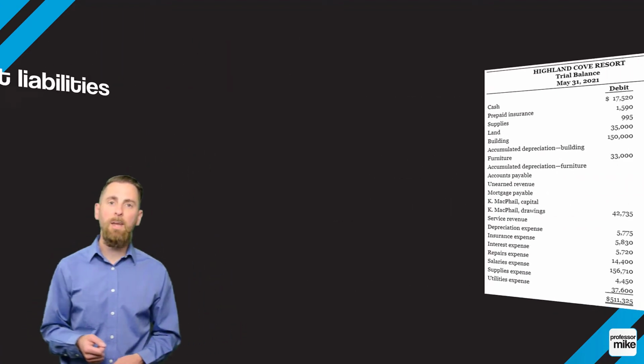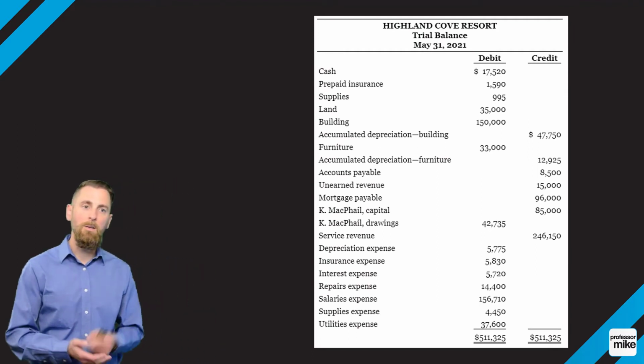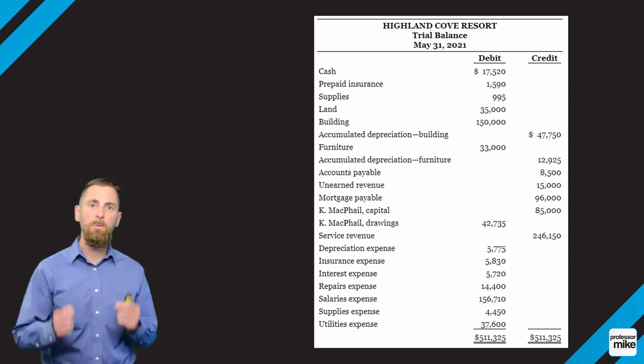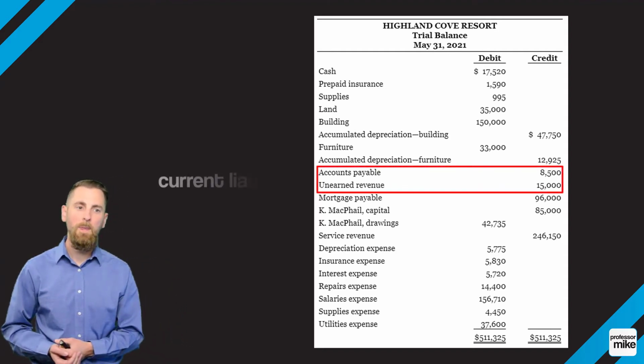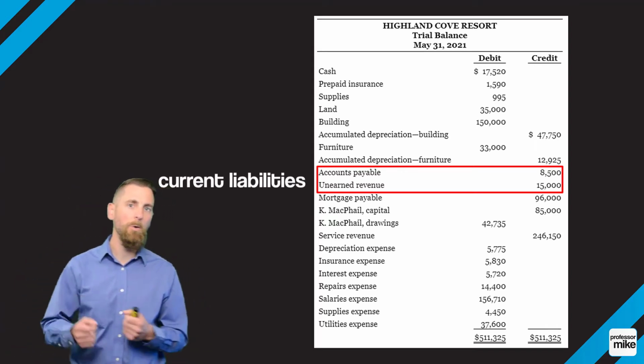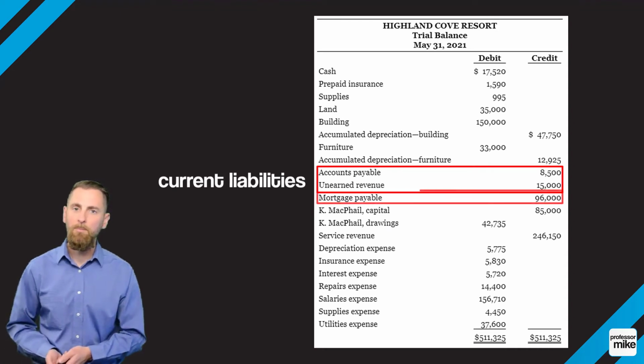If we go back to that trial balance of Highland Cove Resort, we can see, again, coming down the list, take a look, we've got current liabilities right here. And below them, do we have any long-term liabilities, any non-current liabilities? Indeed we do, and they are right here.